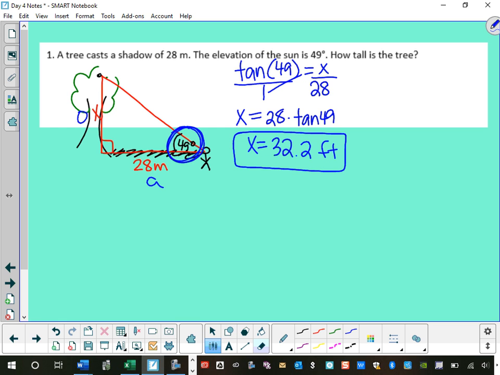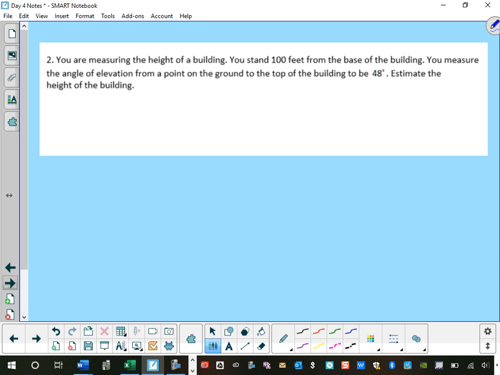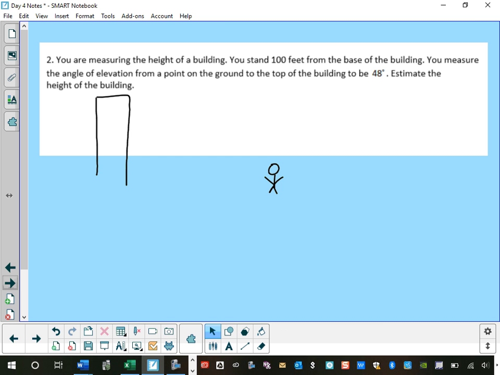Does that make sense? All right, let's look at number 2. On number 2, it says you are measuring the height of a building. You stand 100 feet from the base of the building. You measure the angle of elevation from a point on the ground to the top of the building.